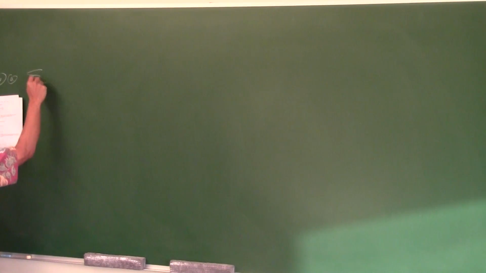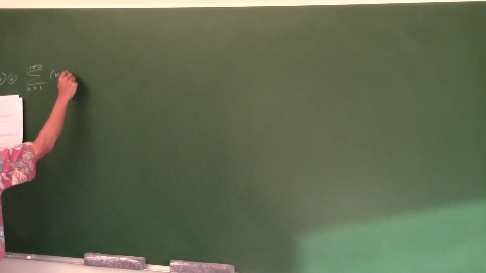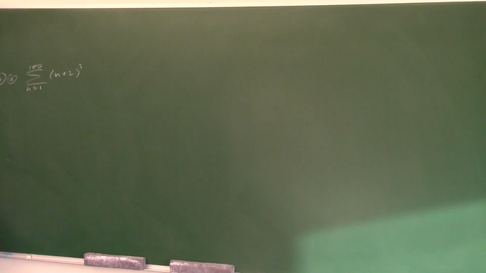Okay, A. Compute the sum from n equals 1 to 100 of n plus 2 cubed. Actually, I wrote this problem a long time ago, but now that I look at it, I think we can do it another way, but you know what, I'm gonna do it the way that I wanted you to do.